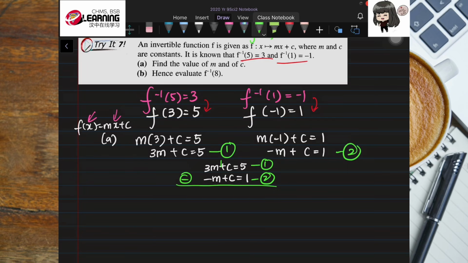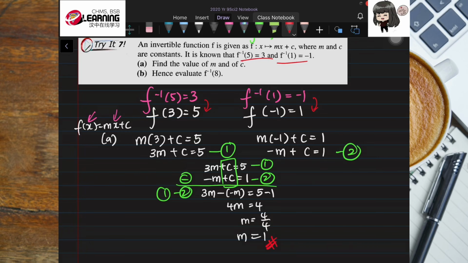Okay, I will minus them because I want to eliminate the c. So 1 minus 2, the first equation minus the second equation. So 3m minus negative m equals 5 minus 1. Okay, we see it in a vertical way: 3m minus negative m, and then 5 minus 1. So 3m plus m is 4m and 5 minus 1 is 4, and therefore our m is 4 divided by 4, which equals 1.